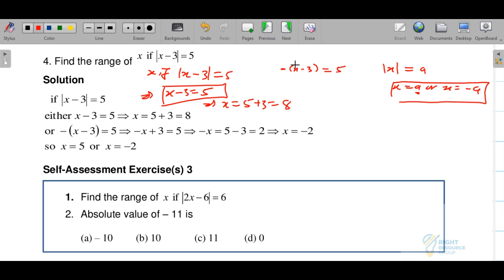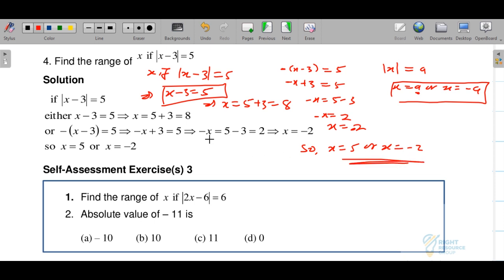So let's take this to be minus, open bracket, x minus 3, close bracket, which is equal to 5, right? So minus x plus 3 is equal to 5, so minus x is going to be equal to 5 minus 3, which is equal to 2. So minus x is equal to 2, which means x is equal to minus 2, right? So your answer is that x is equal to 8 or x is equal to minus 2. This is minus 2, because if you divide both sides by minus 1, this is what we're going to have. So these are your values, right?